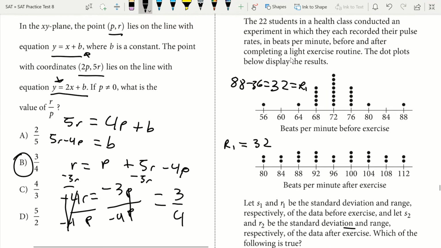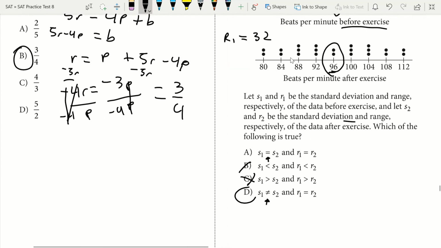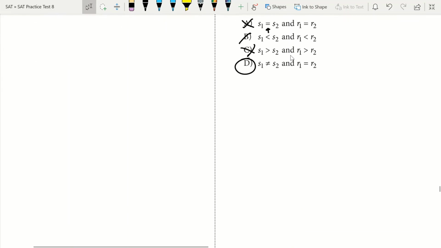Alright, standard deviation is basically the square of each value from the mean, right? So I see that these values here in my first set before exercise are very concentrated around their mean, but down here they are much more dispersed from their mean, right? So the square of their values from their mean is going to be much higher. So the standard deviations of the two are not going to equal each other. So my answer is going to be D. Those two standard deviations are going to be very, very different values, but also R1 equals R2. So my answer is D there.